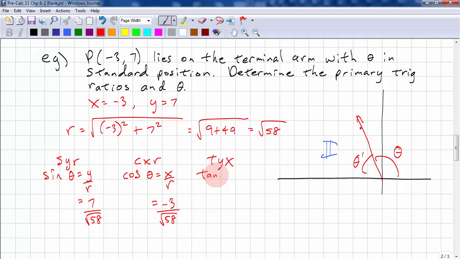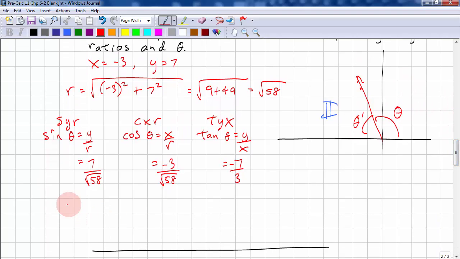And tangent theta equals y over x, and we have 7 over -3, but we move the negative sign to the top. And now we need to figure out the angle. So we can use any of these and do the inverse operation.